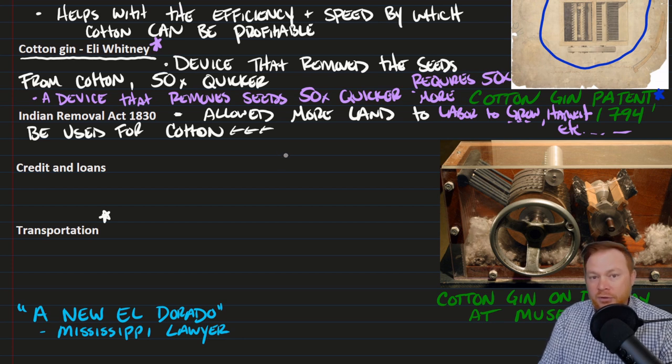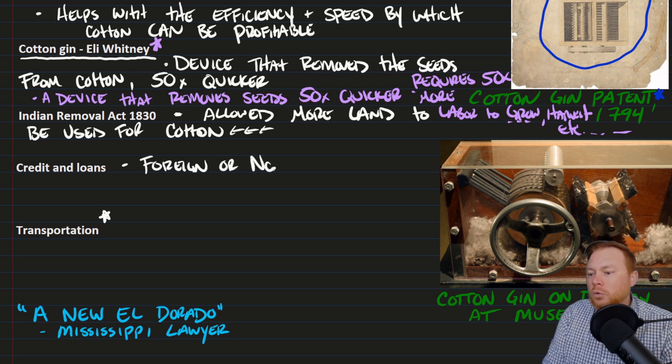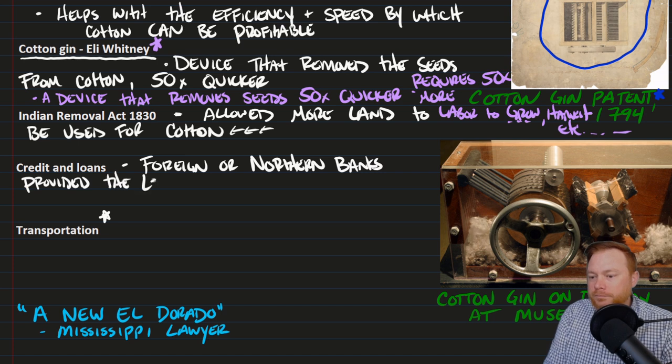Other things that allowed for the cotton boom to happen was the availability of things like credits and loans, oftentimes even foreign or northern banks provided the loans for, say, the cotton boom.